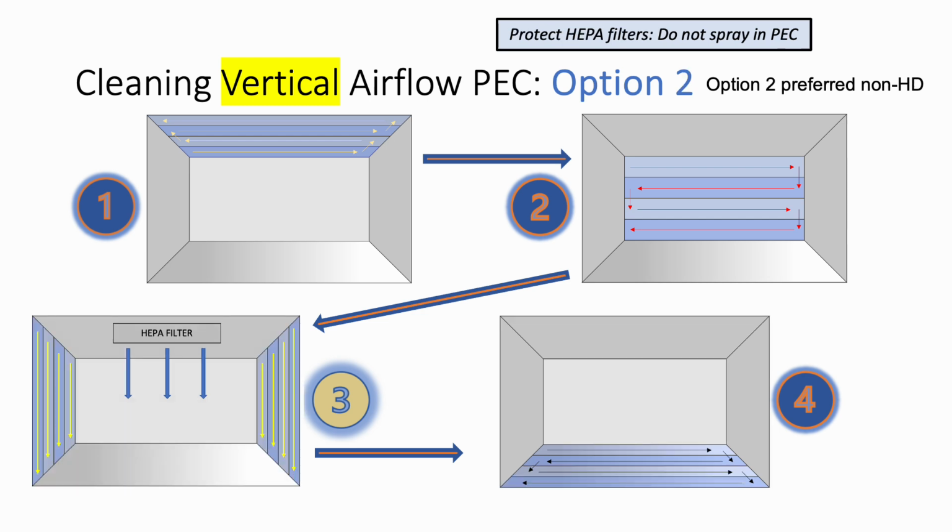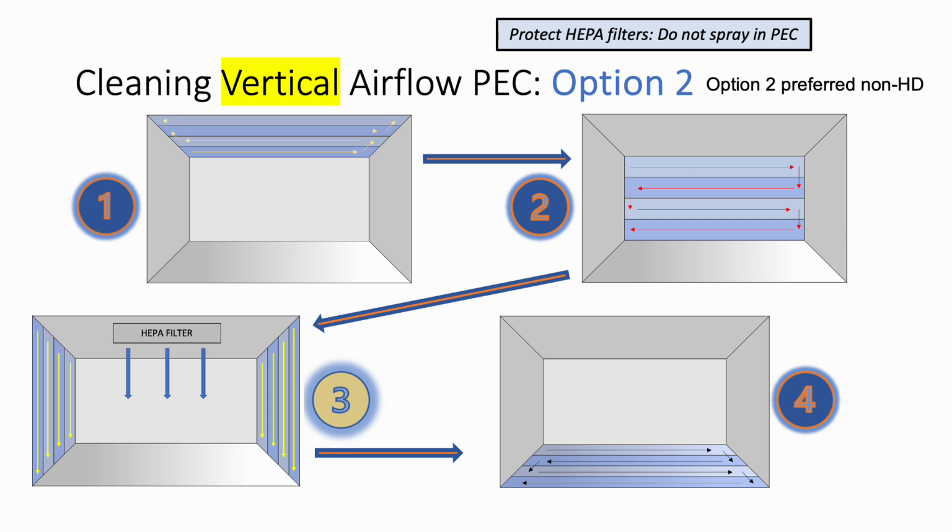But for a hood that's vertical airflow and designed for non-hazardous, sterile compounding, we're going to do the same thing. First, we'll start at the ceiling in the back corner, moving side to side, overlapping strokes and outward, then to the back of the hood, starting in the upper corner, moving side to side downward, overlapping strokes. Then step 3 is what changes.